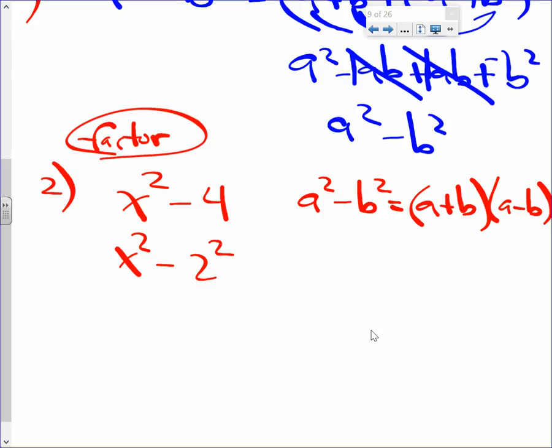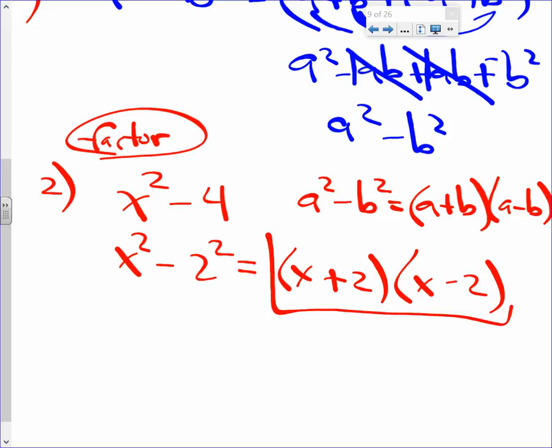Let me write the two binomials now. A plus b times a minus b. My a is x here, plus my b is 2, and x minus 2. Done. There's my factors, the two binomials.